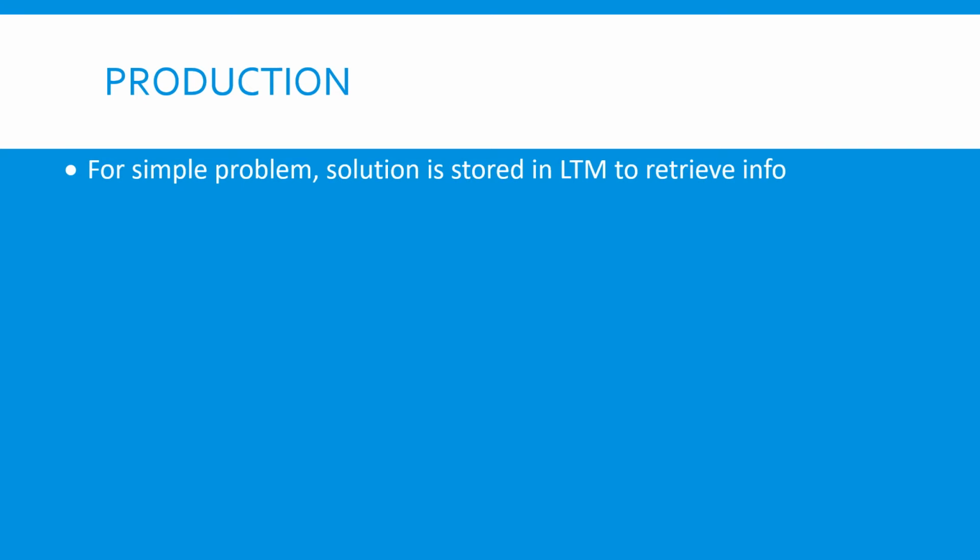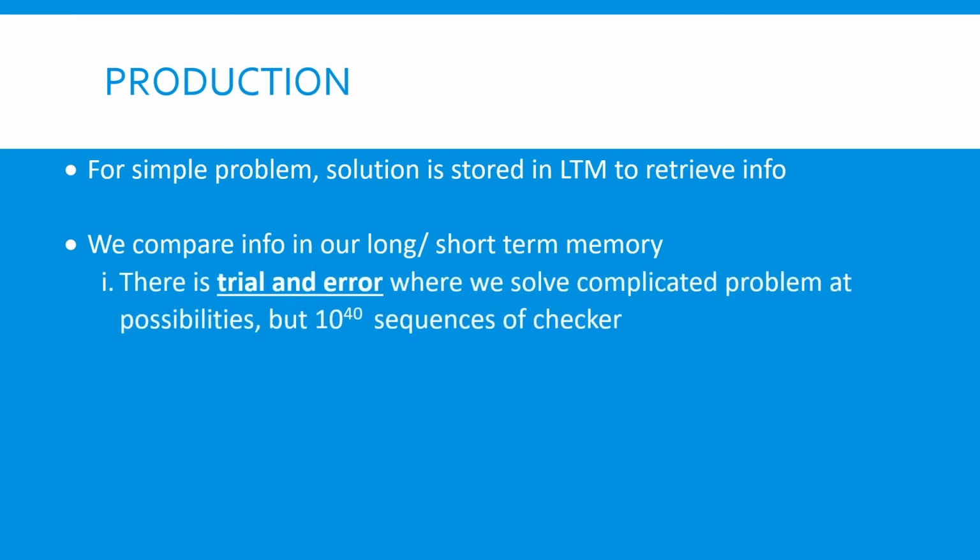Production: for a simple problem, the solution is stored in long-term memory to retrieve the information. We compare the information in our long and short-term memory. There is the initial trial and error method, where we solve complicated problems, but with 10 to the power 40 possibilities, consequences of the checker are available.